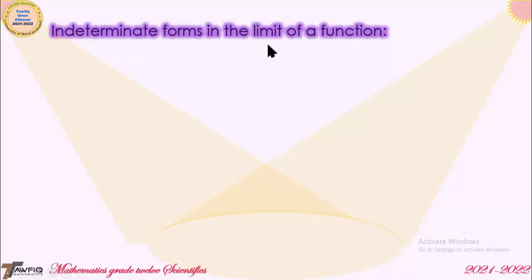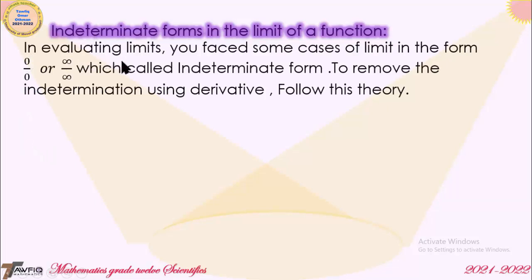Indeterminate form in the limit of a function. In evaluating limits, you face some cases of limit in the form 0 over 0 or infinity over infinity, which is called indeterminate form. To remove the indetermination using the derivative, follow this theorem.